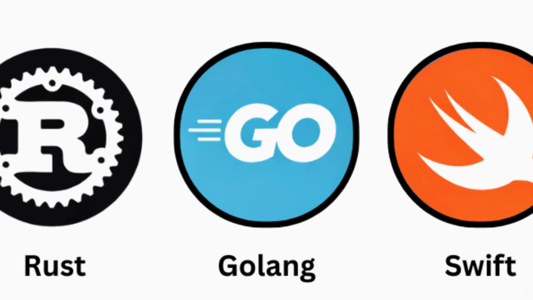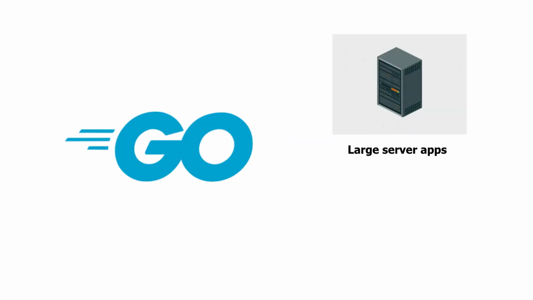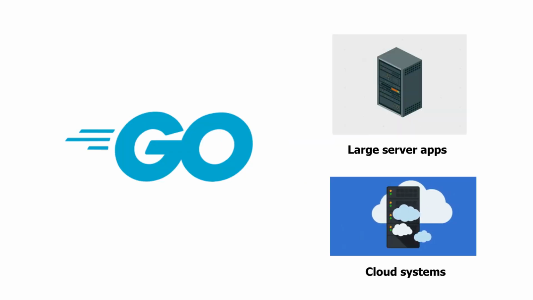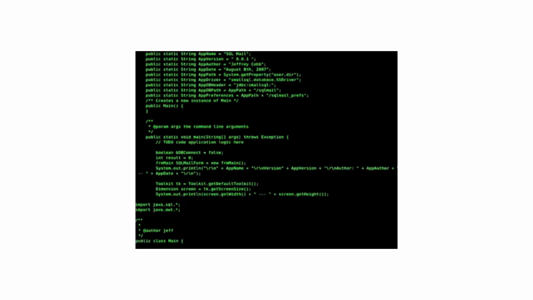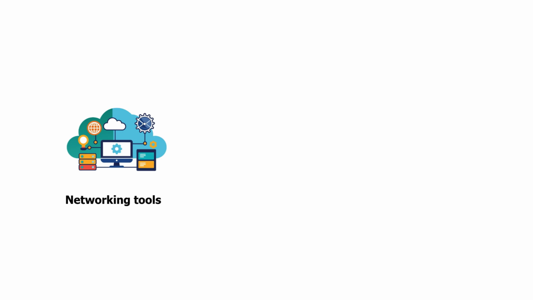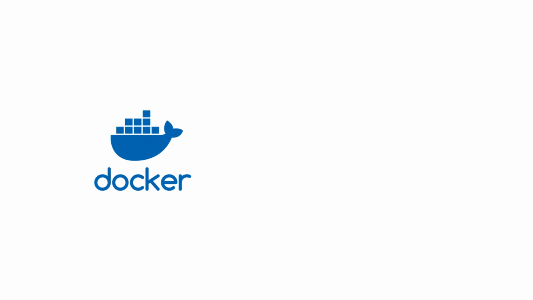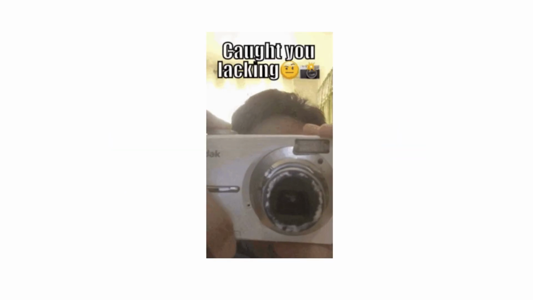Go, also known as Golang, was developed at Google and released in 2009. It was designed to simplify building large server applications and cloud systems. Go focuses on simplicity, fast compilation, and built-in support for handling many tasks at the same time. Because of this, it is widely used in networking tools, cloud platforms, and back-end services. Technologies like Docker and Kubernetes are written in Go. However, Go is sometimes criticized for lacking some advanced language features.